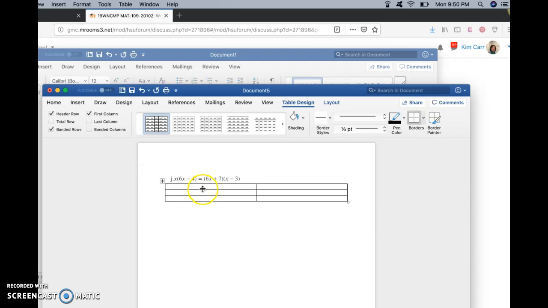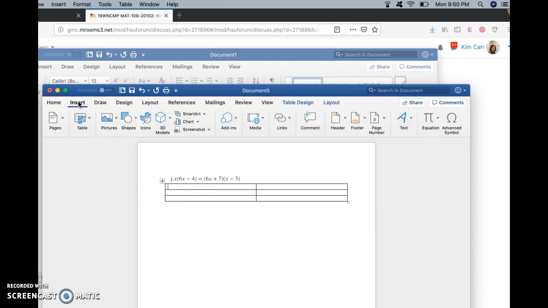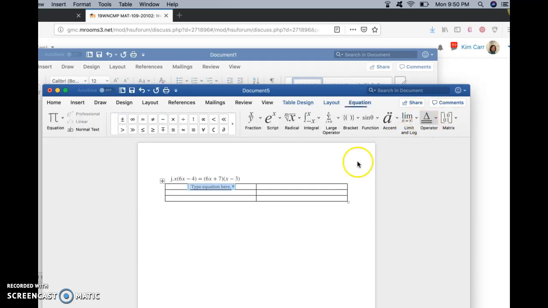To actually type the math, you go back to insert, and you should have somewhere over in this area, regardless of which Microsoft Word version you're using, that talks about an equation, maybe has a pi symbol. If I click on it, now I want to type.